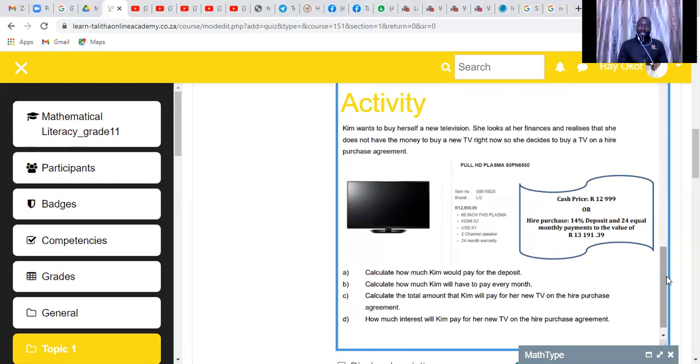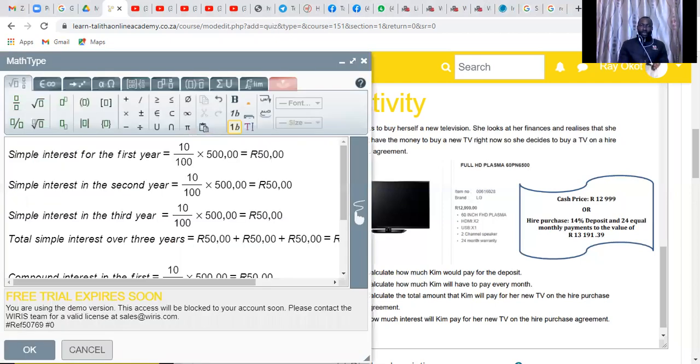Hire purchase agreement means you go to the shopkeeper or to the shopping mall or to the TV shop. You make arrangement with the supplier. You take the TV home after making an initial deposit, some money. Then the remaining amount of money, you pay it over some period of time, like monthly, maybe over 1 year or 2 years time. And it's a very common method of payment at the moment in the market.